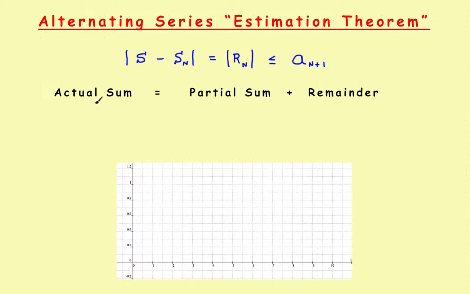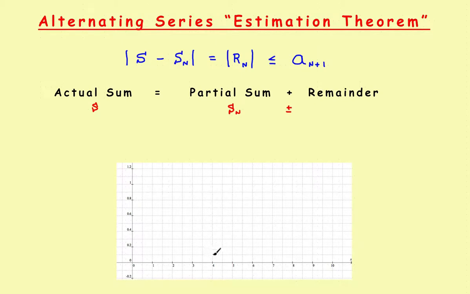I'll have the sum right here. So the sum is equal to, and take this negative S sub n, move it over here and make it a positive S sub n. So S sub n, that's the partial sum, and then I'm going to have plus or minus the remainder. So maybe it can go up a little bit, or maybe it can go down a little bit. Let's draw a picture and see what this looks like.